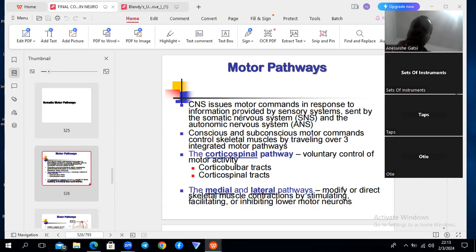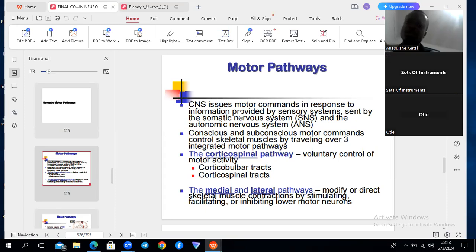Right, so we'll now talk about the descending pathways. Remember when we were doing the ascending pathways, I said mostly ascending pathways are sensory. So motor pathways are the ones that are mostly going to be descending. But as we're doing this, I'm sure you know, even from general anatomy and histology, that there are two components for motor commands.